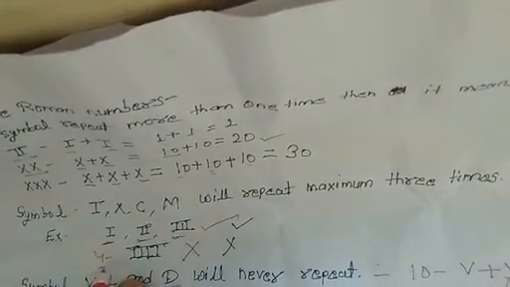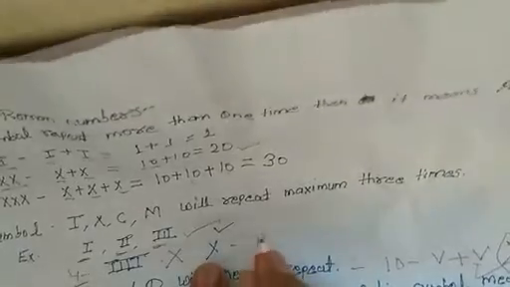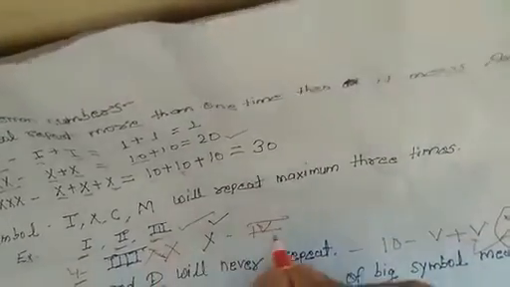But what is the Roman number of 4? 4 times I? No, that's wrong. Because why? The Roman number of 4 is IV. Okay, it's wrong and it's right.